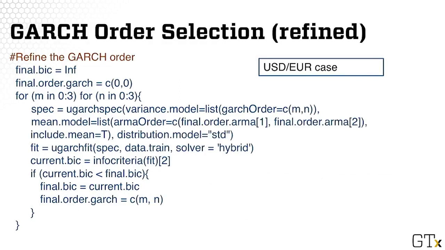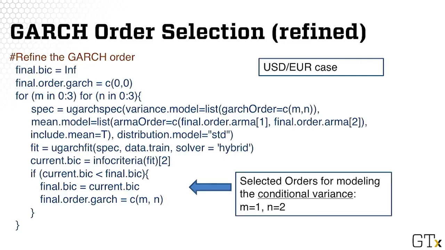Last, assuming the ARMA orders fixed to the values provided by the last model selected for ARMA, now we fine-tune the orders of GARCH by selecting again among all combinations of M and N, taking values between 0 and 3. The orders selected are M equal to 1 and N equal to 2, thus with no change from the orders selected when the ARMA orders were 6 and 3.